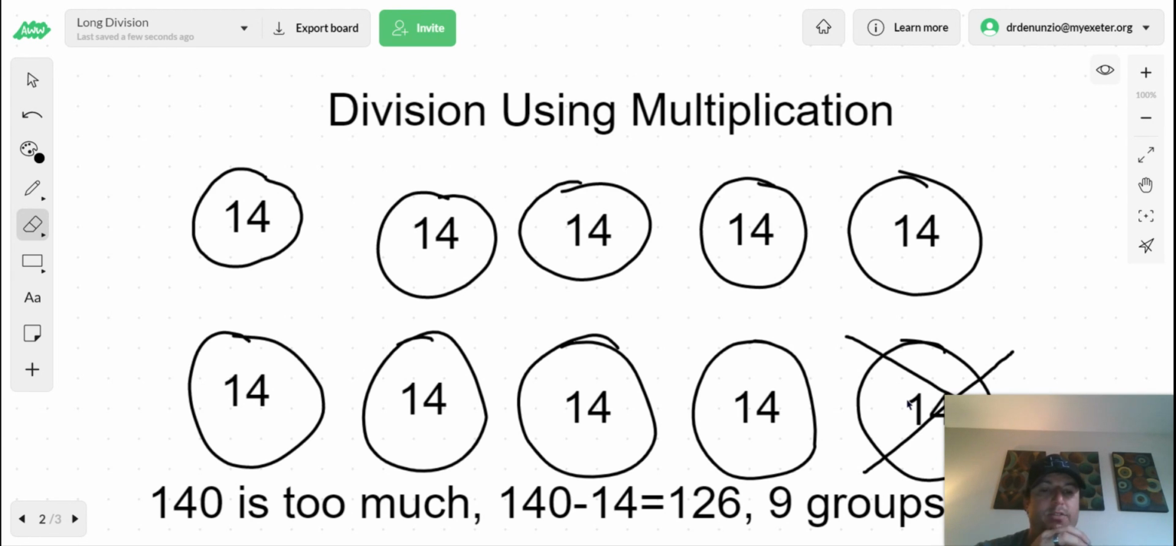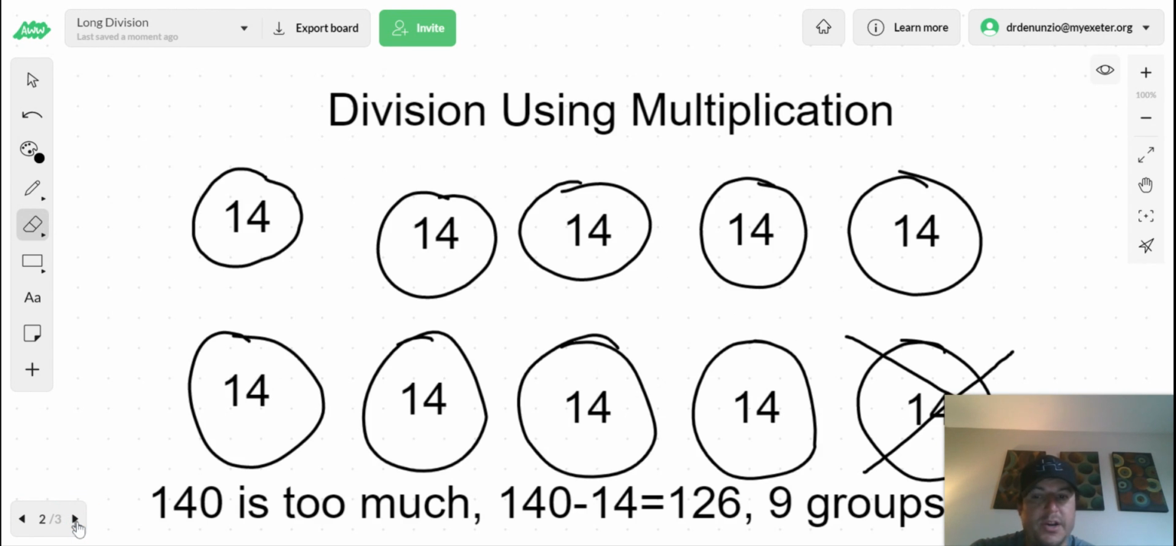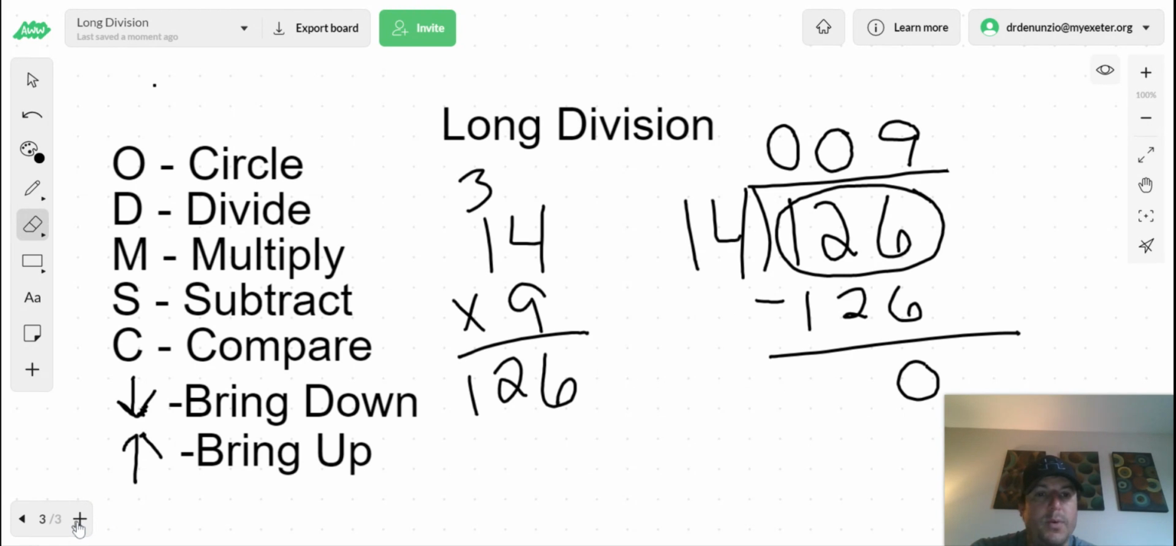In this case, I tried 10, but that was too much. So as you can see here, I took one of the groups away. So 140 is too much. 140 minus 14, which is that last group here. Therefore, the 9 groups here are going to equal my 126. So that's the second way. That's the draw a picture way. So first step, multiply to solve. Second step, draw a picture. Or again, the third step, if you want to try, is long division.